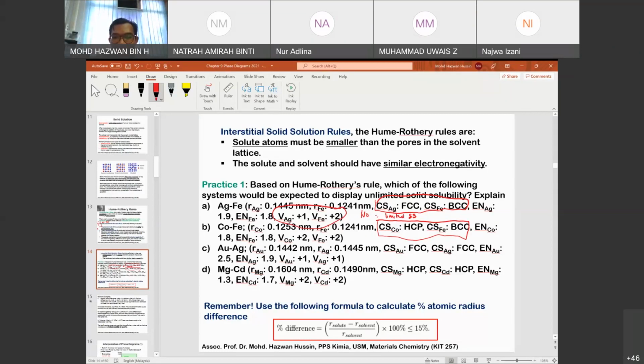Okay, so anyone agree with that? Actually, the answer still will be no. It still cannot produce unlimited solid solubility, because, as I said, the priority rule in Hume Rothery is crystal structure. So even though the three points have successfully followed, the most important one, crystal structure, it didn't follow. So still this one produces limited solid solution.